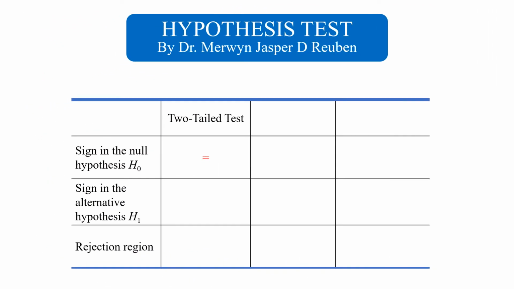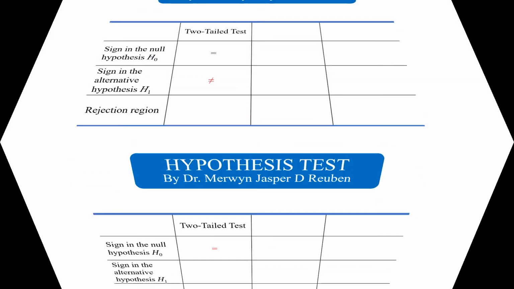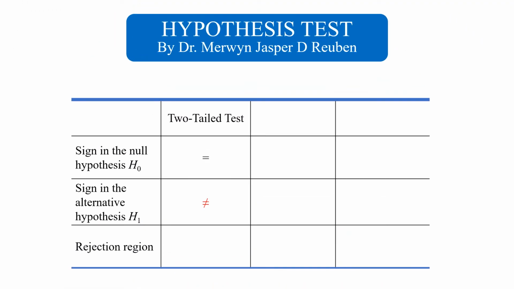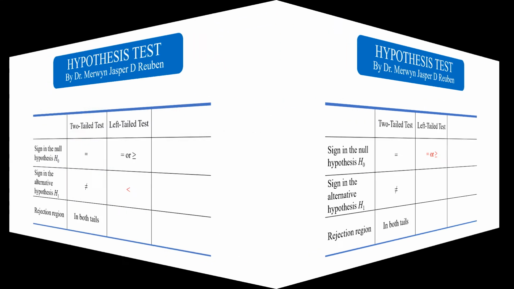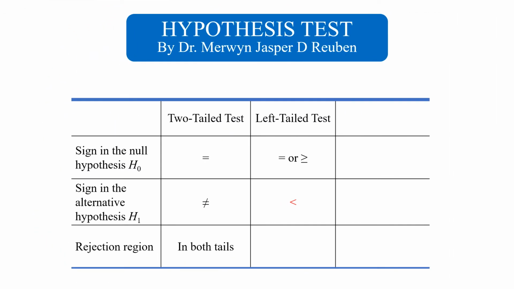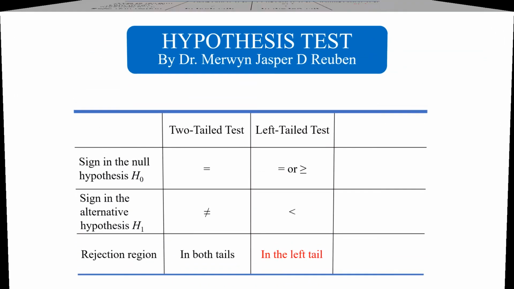So for a two-tail test, the sign in the null hypothesis will be equal to. The sign in the alternative hypothesis will be not equal to. And the rejection region will be in both the tails. For a left-tail test, the sign in the null hypothesis is equal to or greater than or equal to. The sign in the alternative hypothesis will be less than. The rejection region will be in the left tail.